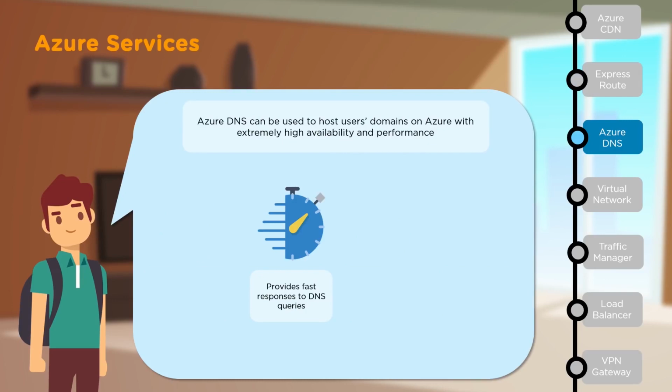Next, we have Azure DNS. Domain Name Service or Azure DNS can be used to host your domains on Azure. This provides high availability and great performance. It provides fast responses to DNS queries by taking advantage of Microsoft's global network. It also provides high availability.